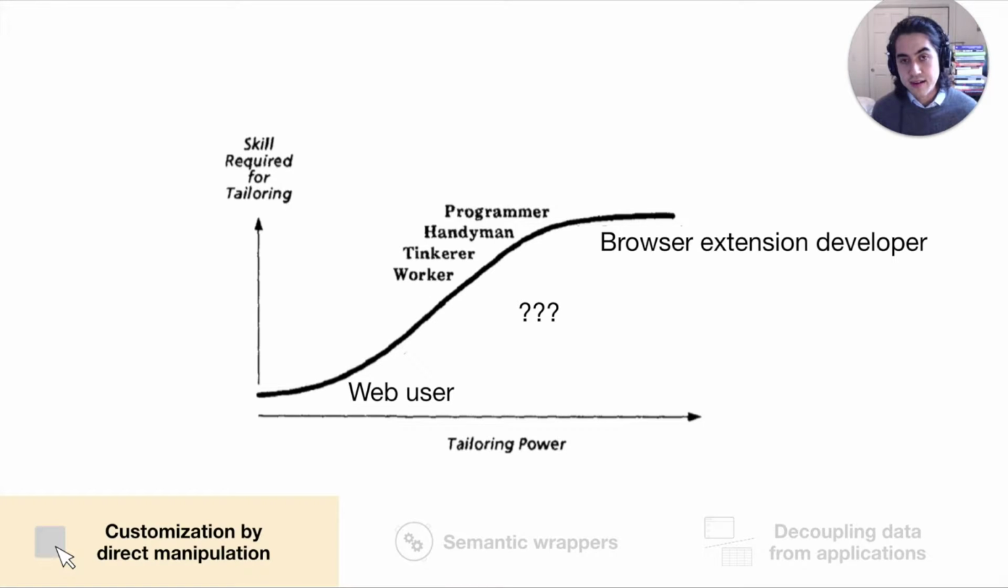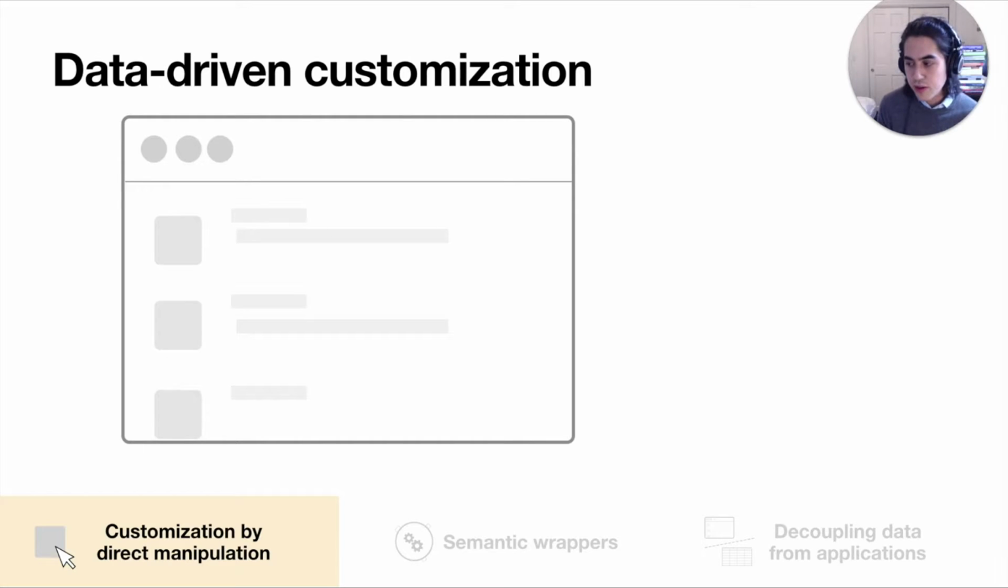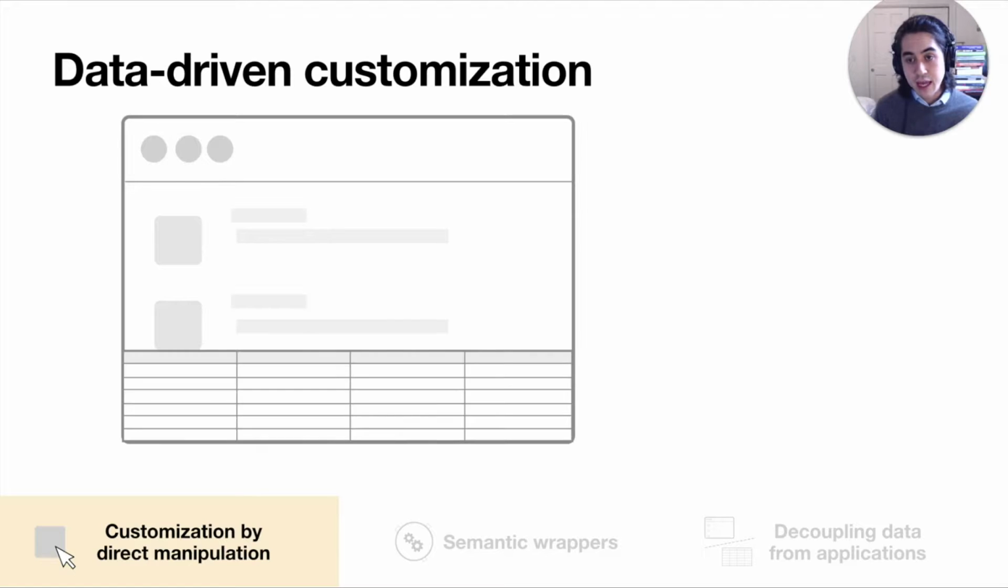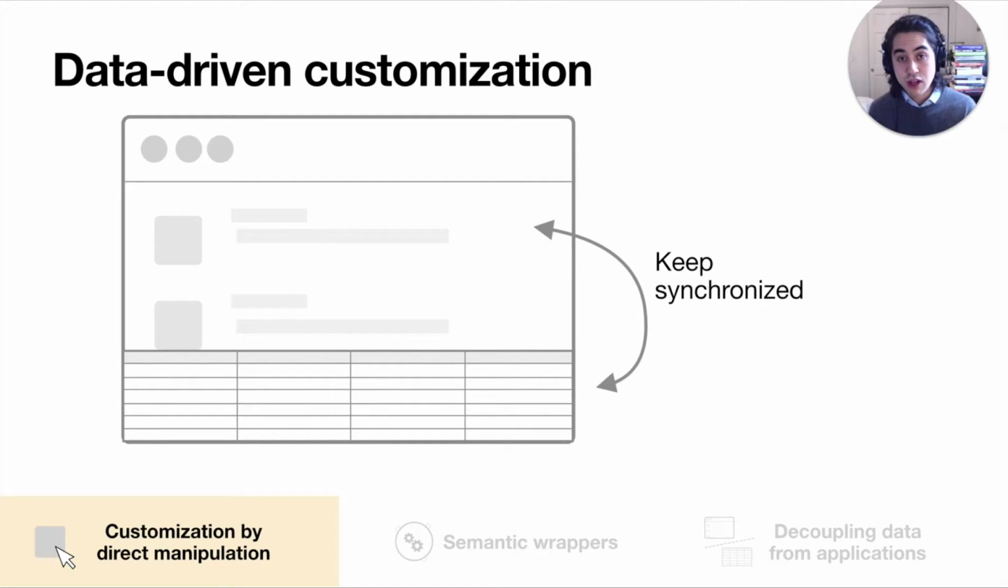So what does this look like in the context of the web? Well, we propose a new technique called data-driven customization that helps to span this gap. And here's how it works. We start out with the original UI of the application, and next to it we introduce this table view, which shows some of the essential information from the UI in a table form. Now beyond that, we also keep the user interface and this table bidirectionally synchronized. And what that means is that the user can manipulate this table as a means of customizing the original application. Let me show you an example.